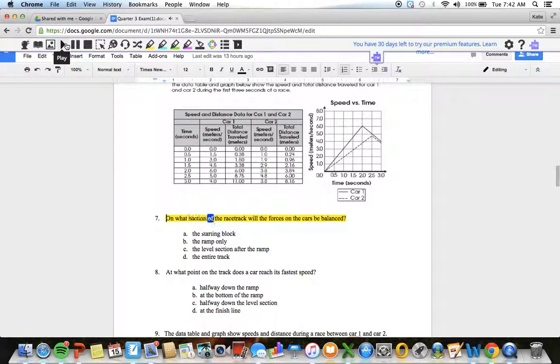7. On what section of the racetrack will the forces on the cars be balanced? A. The starting block. B. The ramp only. C. The level section after the ramp. D. The entire track.